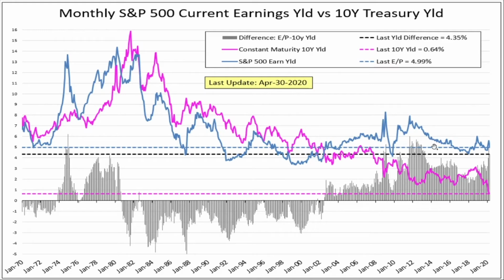We had a few months, remember, these are monthly sticks we're looking at here, we had a few months here where we were more expensive, but not often. So when we look at that chart, in general, equities look pretty cheap. You might even say they look damn cheap.